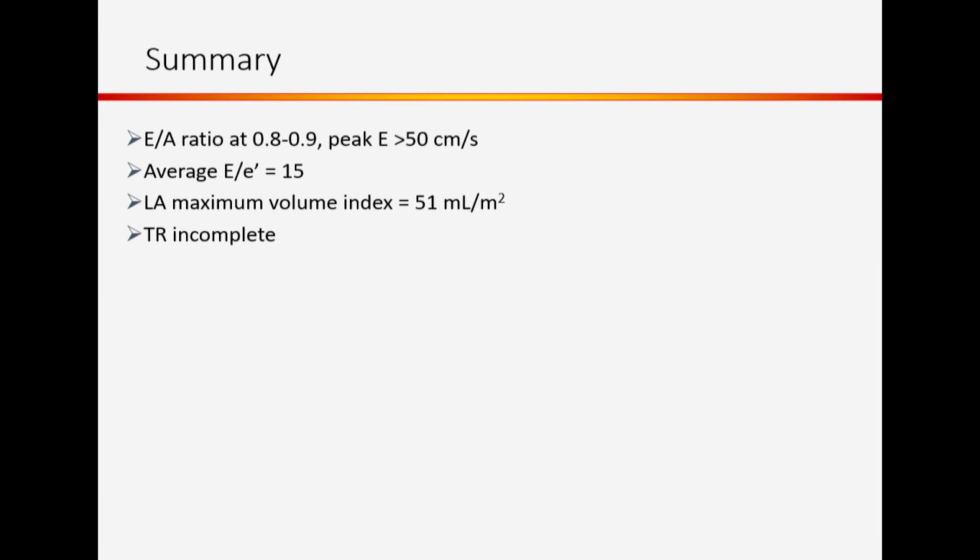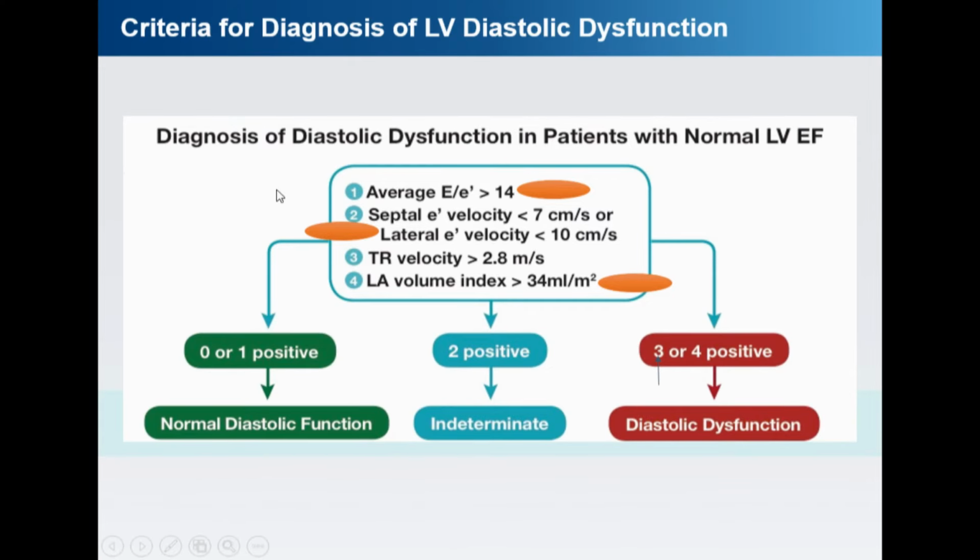EF was normal. A ratio of 0.8 to 0.9, peak E more than 50, an average E to E prime ratio of 15, an LA maximum volume index that is enlarged, and the TR jet is incomplete. So we go and say which algorithm we apply. We're not presented with anything else.